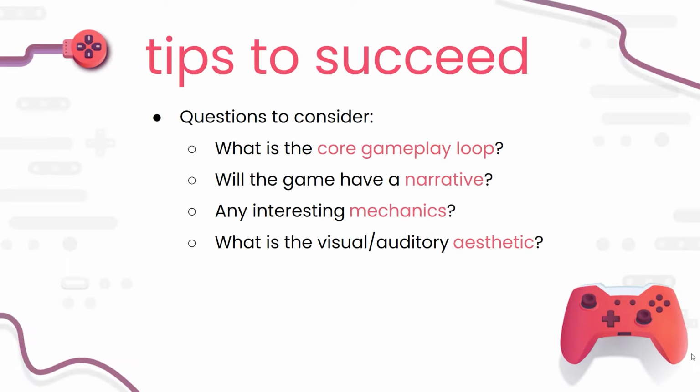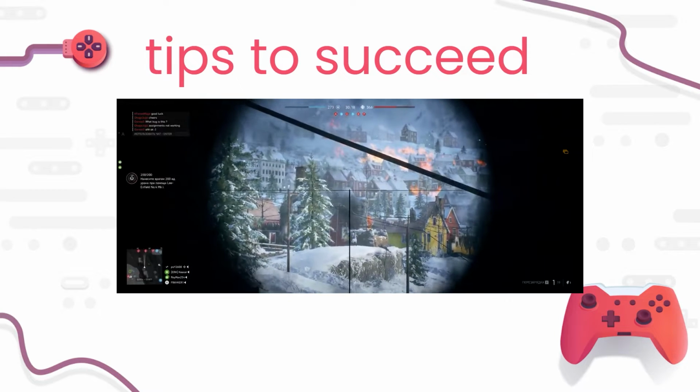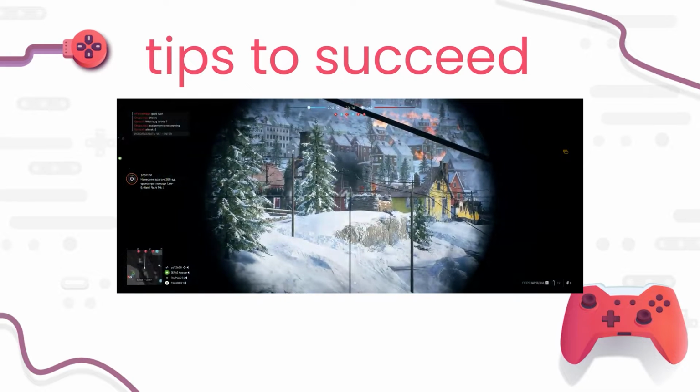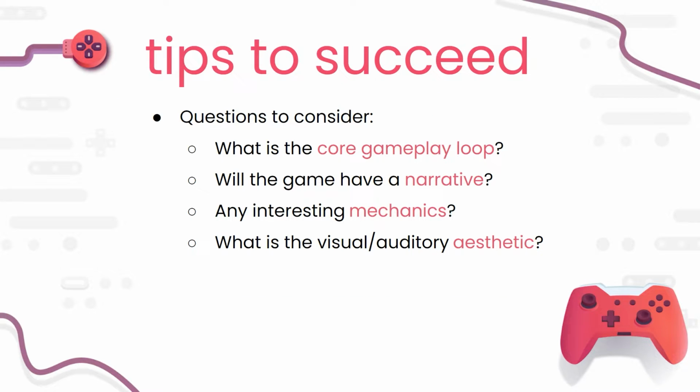Here are some questions to consider while trying to come up with a game idea. 1. What is your core gameplay loop? So, a core gameplay loop is any repetitive gameplay cycle that is designed to keep the player engaged with the game. So for example, in a shooter like Battlefield or Call of Duty, the core gameplay loop is often targeting enemies, shooting them, and identifying more enemies. The player continues to perform this loop endlessly until the game ends.